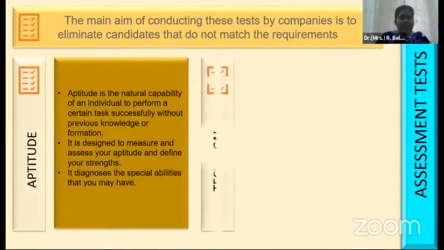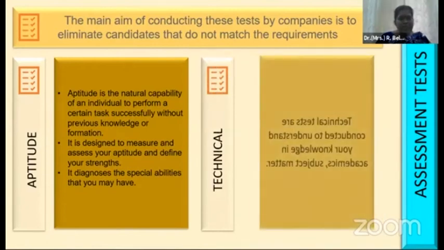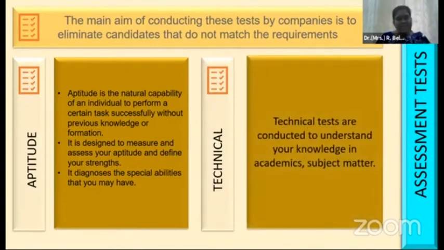Now there are two types of tests I told you at the beginning itself. One is the aptitude test, the other is the technical test. Aptitude is the natural capability of an individual to perform a certain task successfully without previous knowledge or formation. Some people will want to work on targets, the punctuality. Some are very organized. They will find out through personality tests and all that.